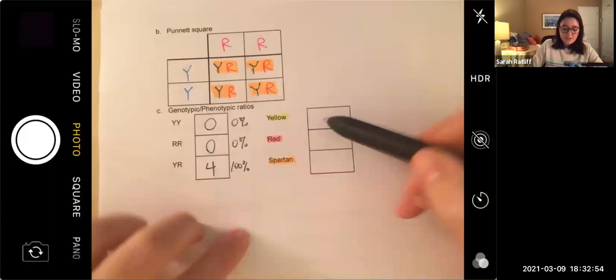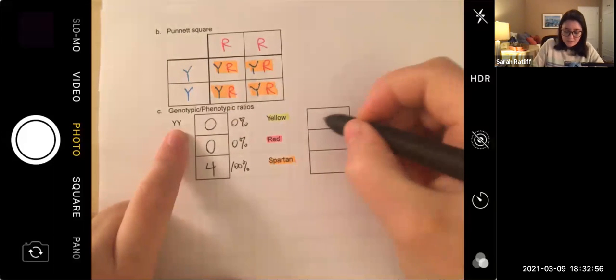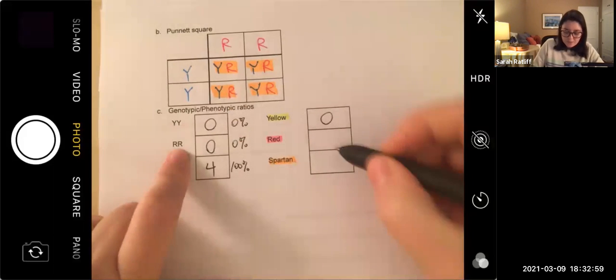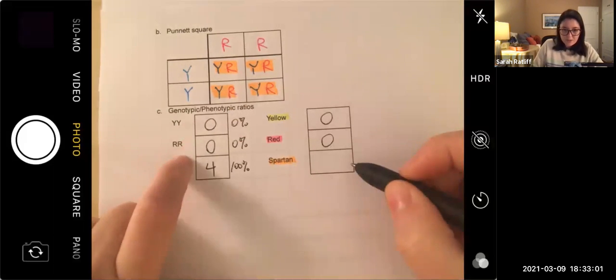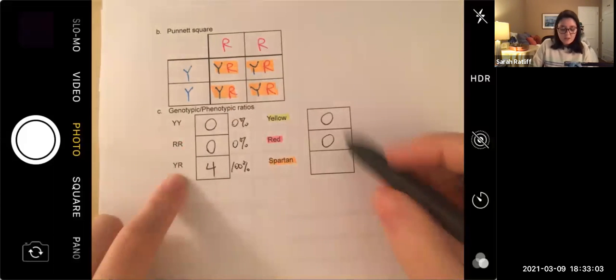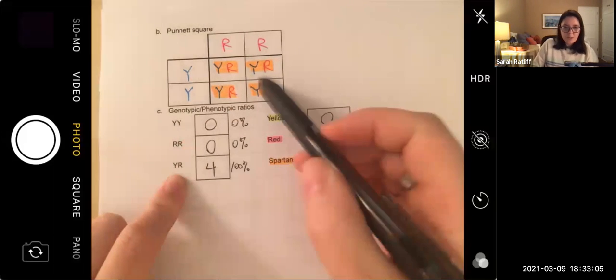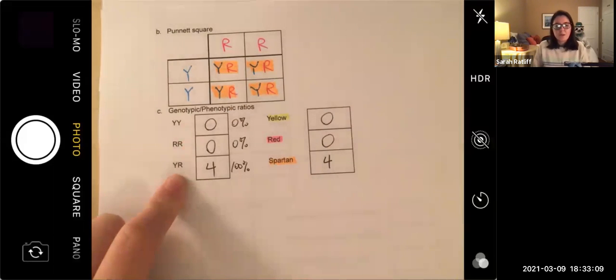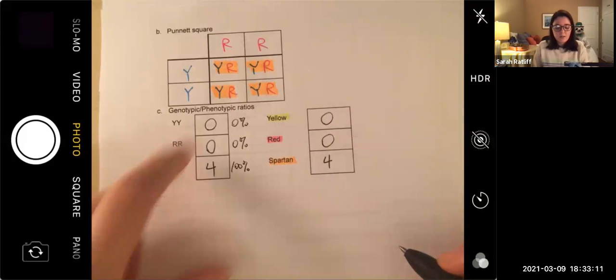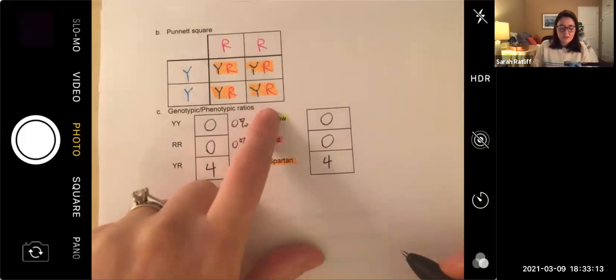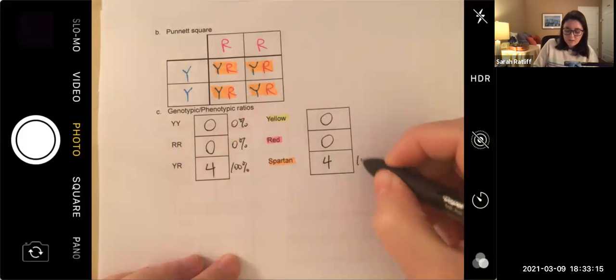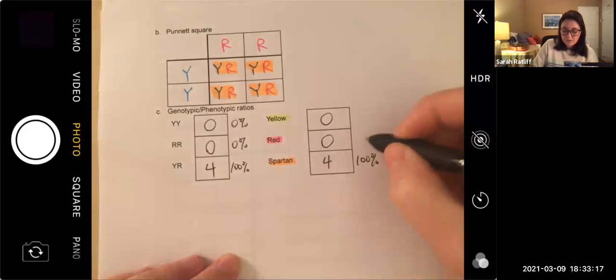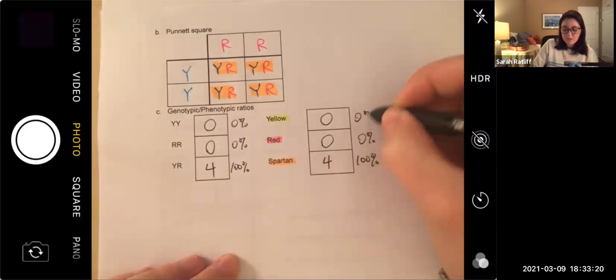Perfect. So none of them are yellow. We know this because of our genotypic ratio. None of them are going to be red, because we know from our genotypic ratio. And looking at our genotypes or even our Punnett square here, we know that all of them will be Spartan colored. They get one allele from each parent. 100% are going to be the Spartan color. 0% for yellow and red.